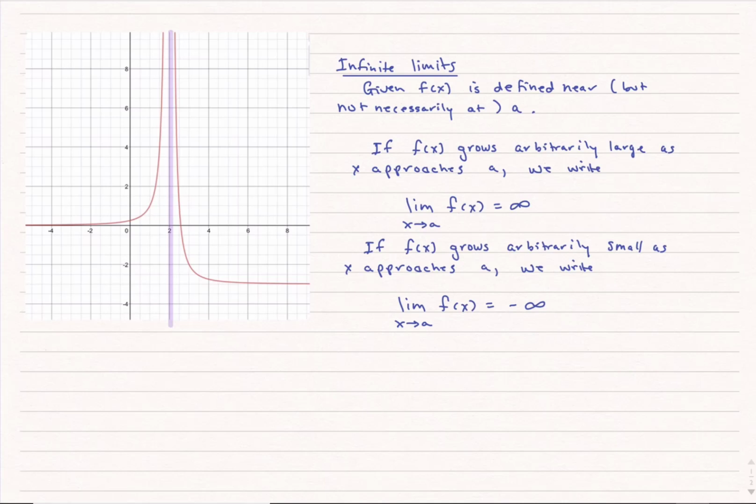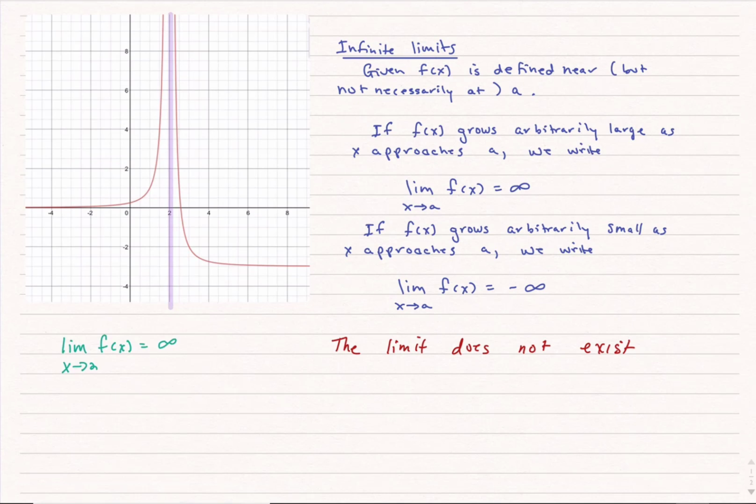But something very important to understand needs to be said. Although we write that it equals infinity or equals negative infinity, mathematically, the limit does not exist. But this is our shorthand way of talking about what happens when a function goes towards an arbitrarily large or an arbitrarily small number.